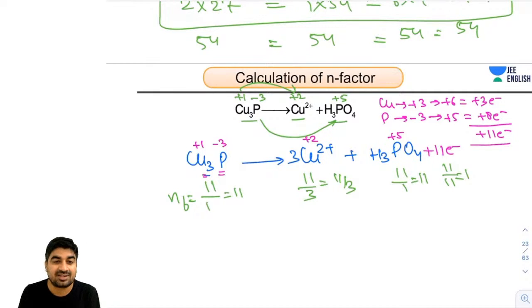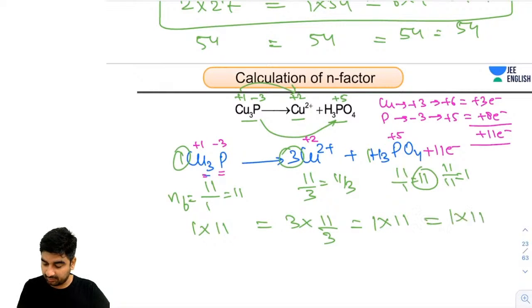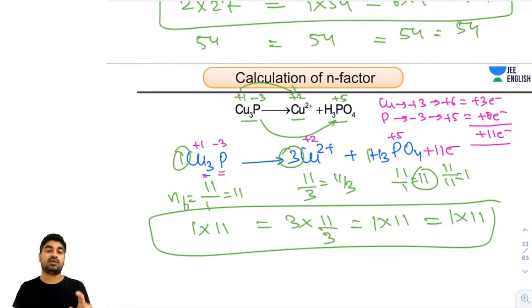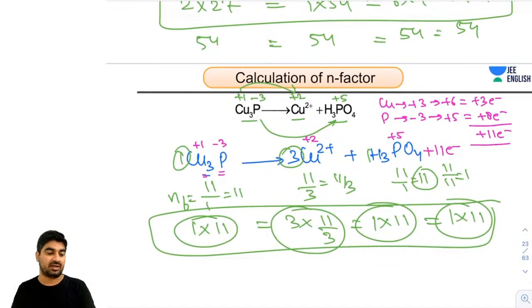So you can still prove the law of chemical equivalence. Like here we have 1 into 11, 3 into 11 by 3, 1 into 11, 1 into 11. So guys, the equivalents of each reactant and each product are the same, and they are equal to 11.